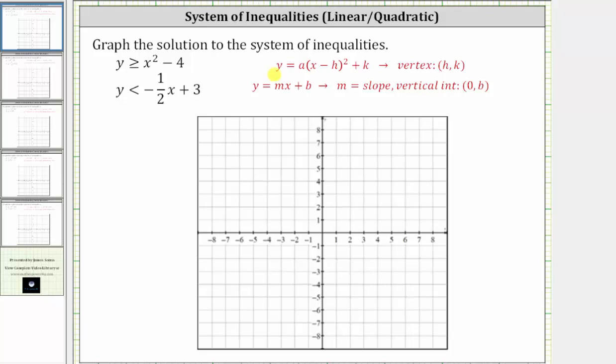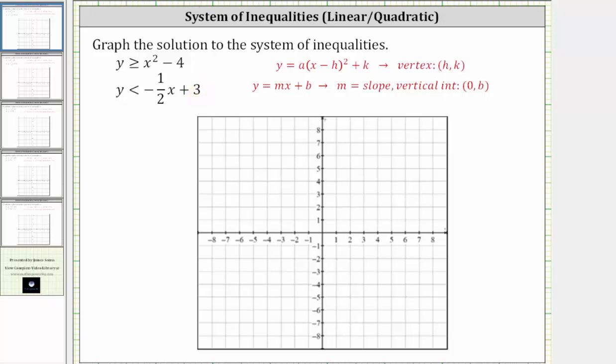We want to graph the solution to the system of inequalities. The solution to the system of inequalities is going to be the region containing the ordered pairs that satisfy both inequalities. So we will graph and shade the solution to both inequalities and determine the double shaded region.